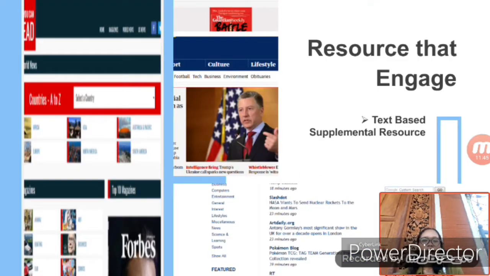Next, learning resources that can be used to engage learners. The first, text-based supplemental resources such as quotes, literary reviews, critics, newspapers, and magazines. This resource is commonly accessible to all students. In this slide, there are some magazines and newspapers as the learning source.